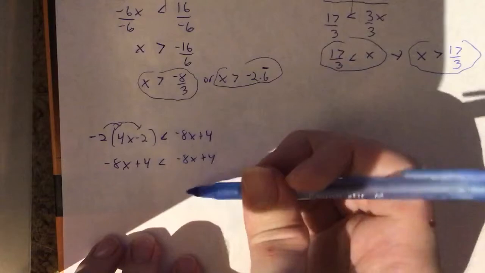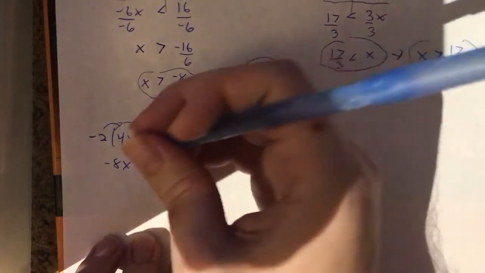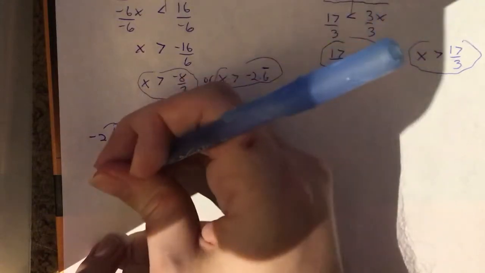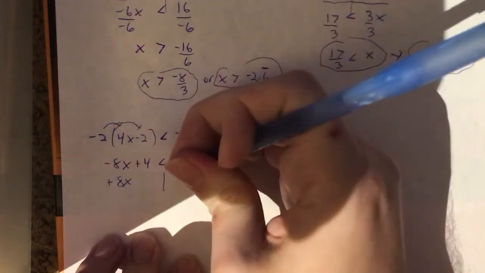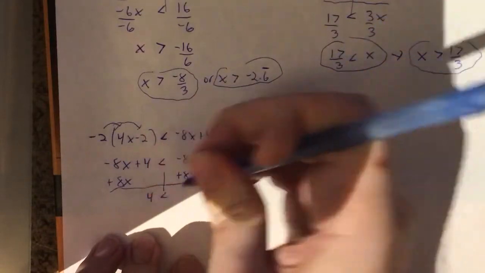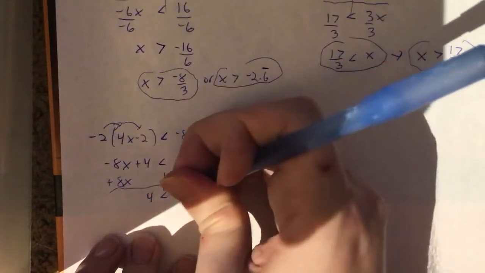Notice both sides match. This is an identity, but I'm going to just simplify it further. Since both x pieces have a -8, it doesn't matter which one you get rid of. I'm just going to add 8x to each side. Now I'm left with 4 less than 4.